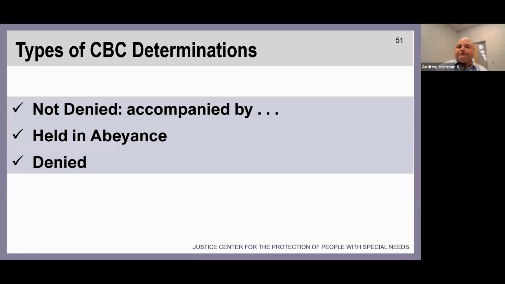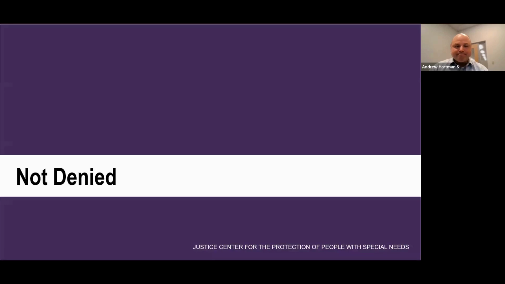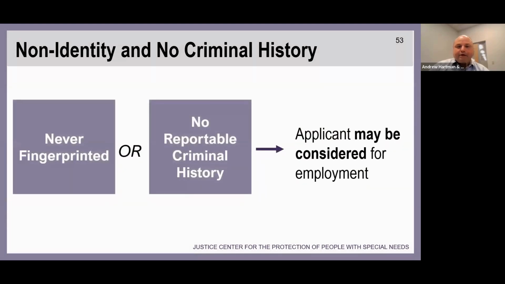There are three types of determinations that I'll be covering. The first is the broadest category of non-denials, then hold and abeyances, and then denials. The first category is not denied. You may find an individual has a status in the CBC of non-ident or no criminal history.